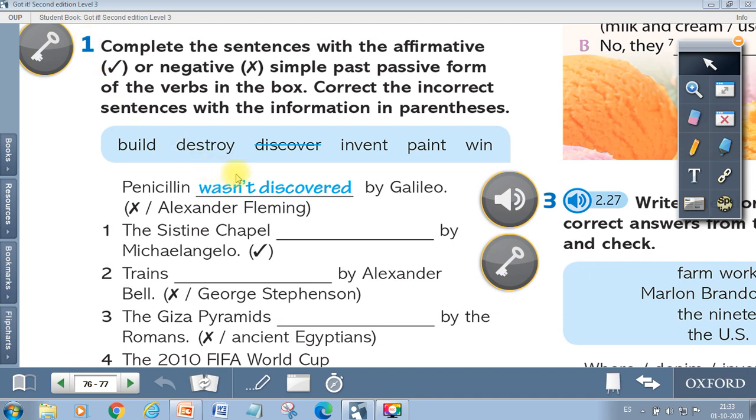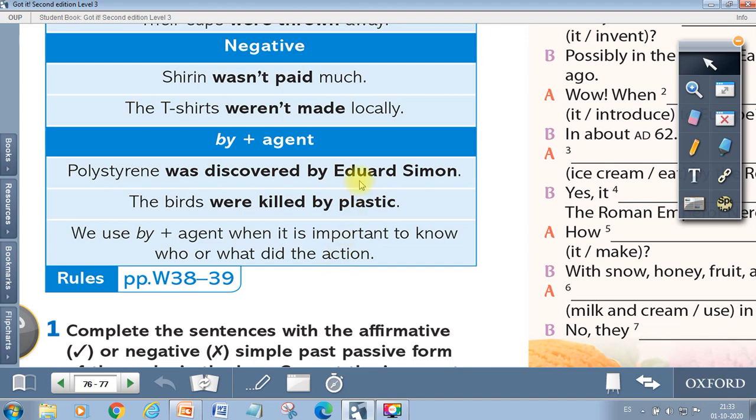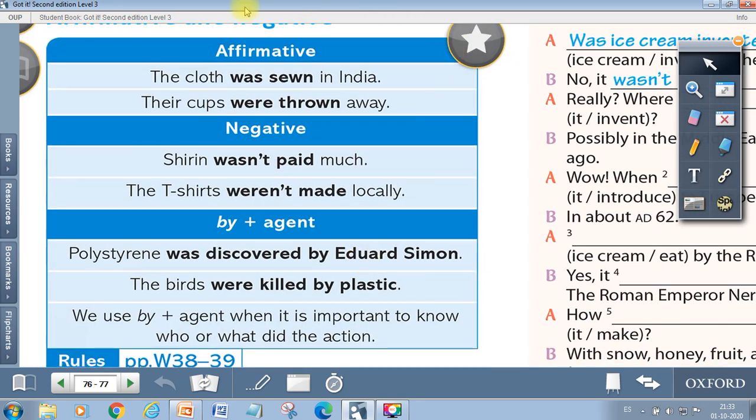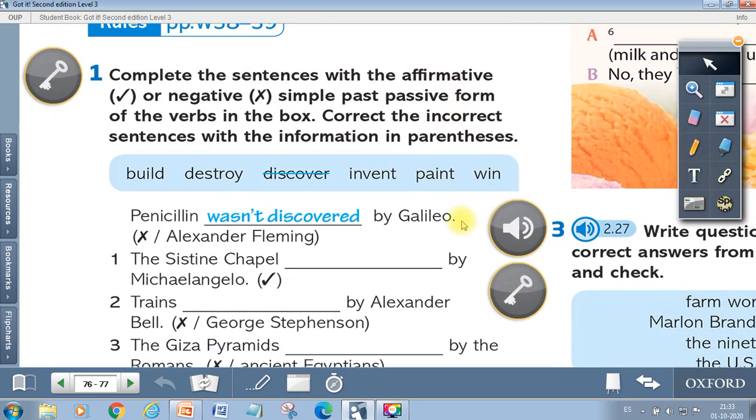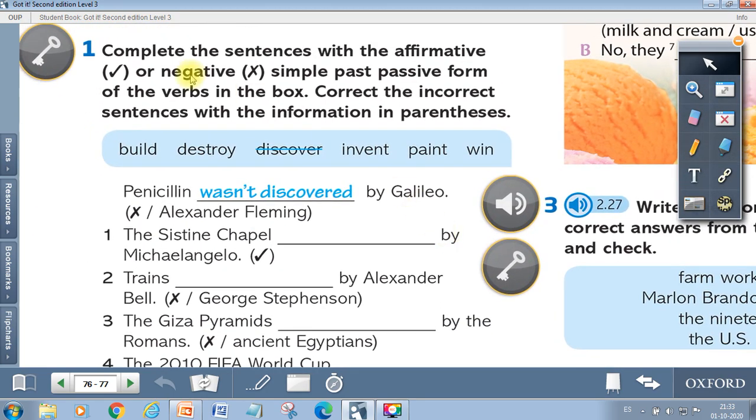So here we are going to put in practice what we learned before. Let's remember that on the same page you have the examples and the structure that is needed. So here we have the first activity. Complete the sentences with the affirmative or negative simple past passive form of the verb in the box. Correct the incorrect sentences with the information in parentheses.